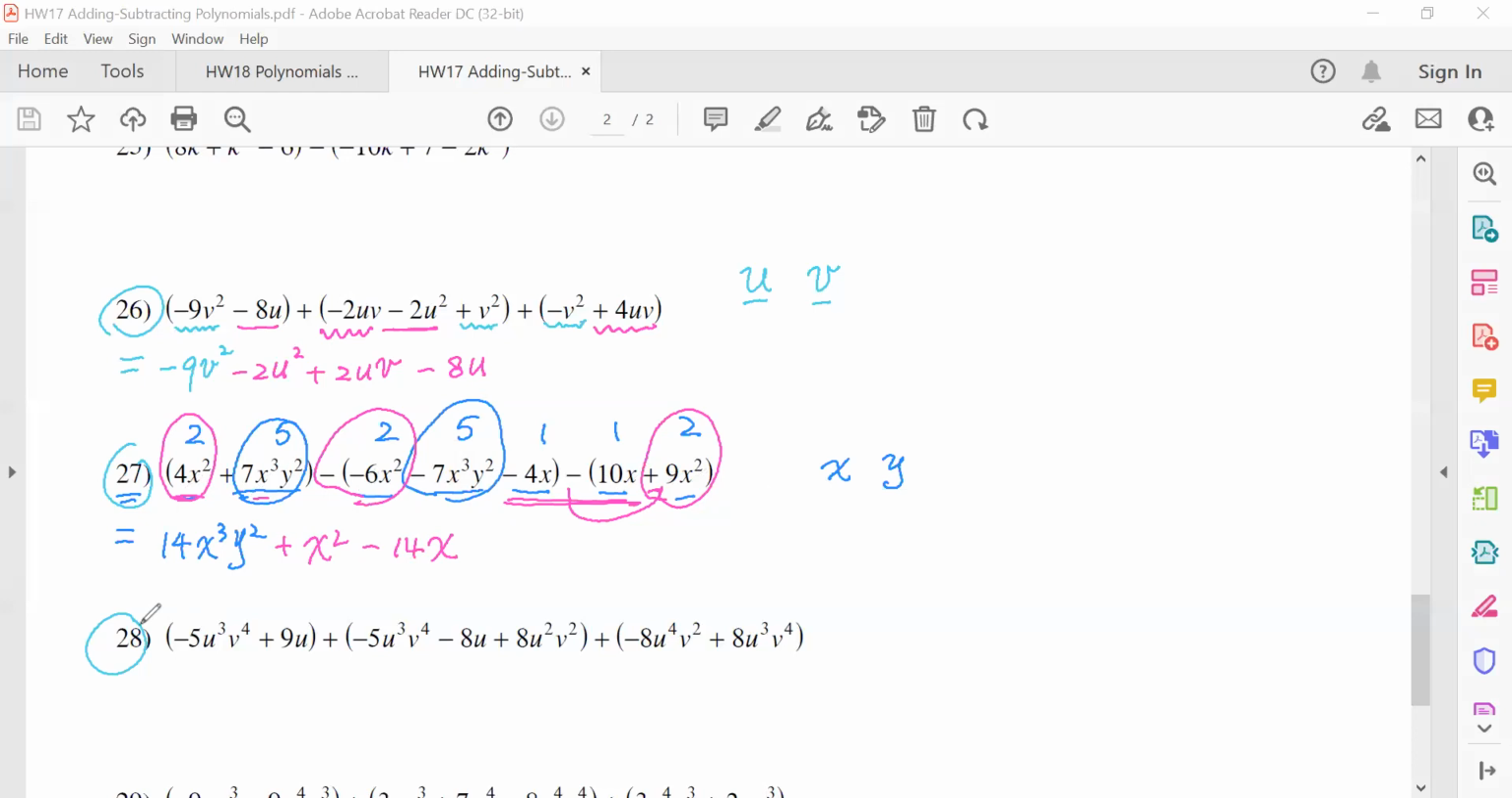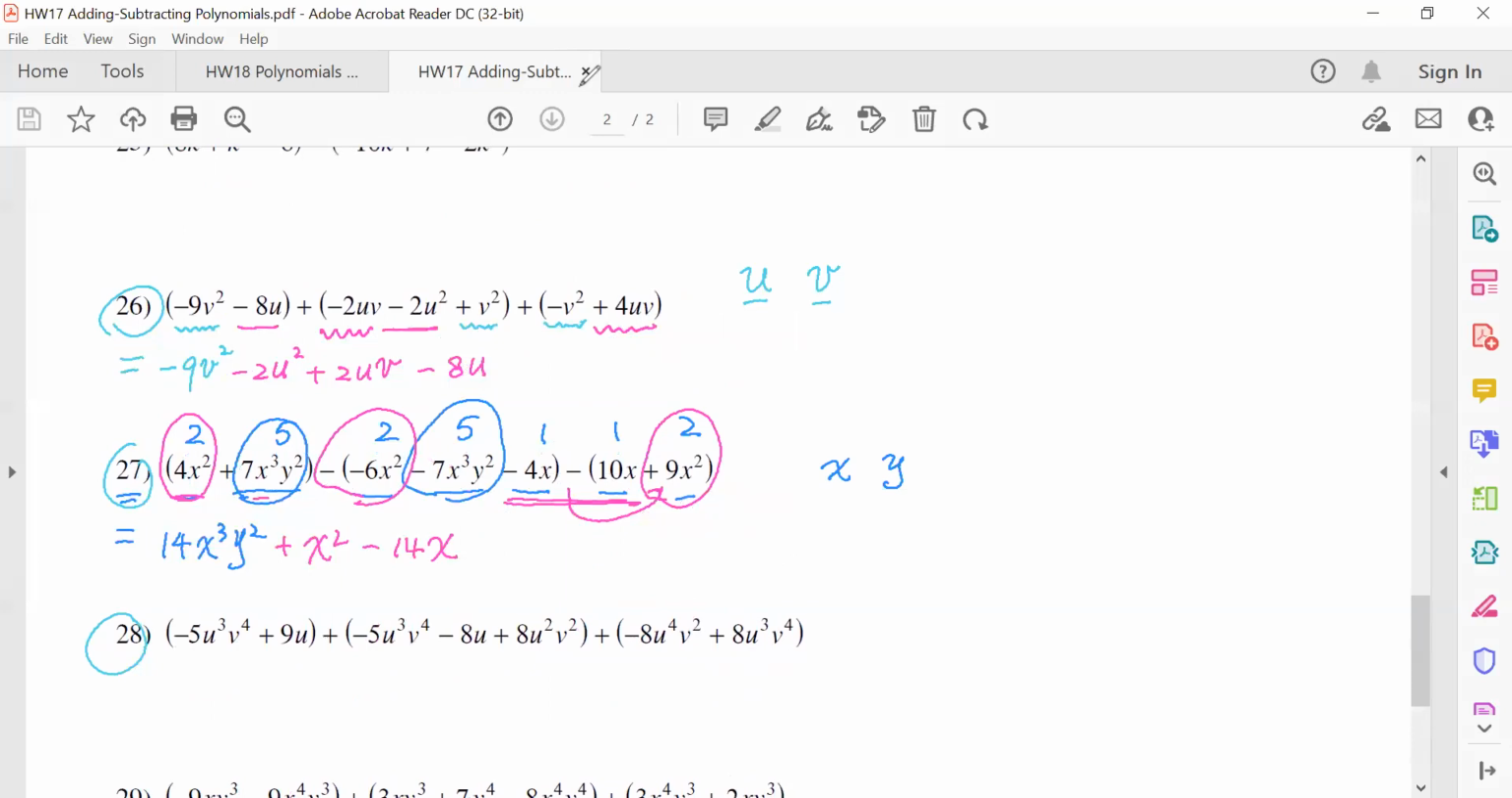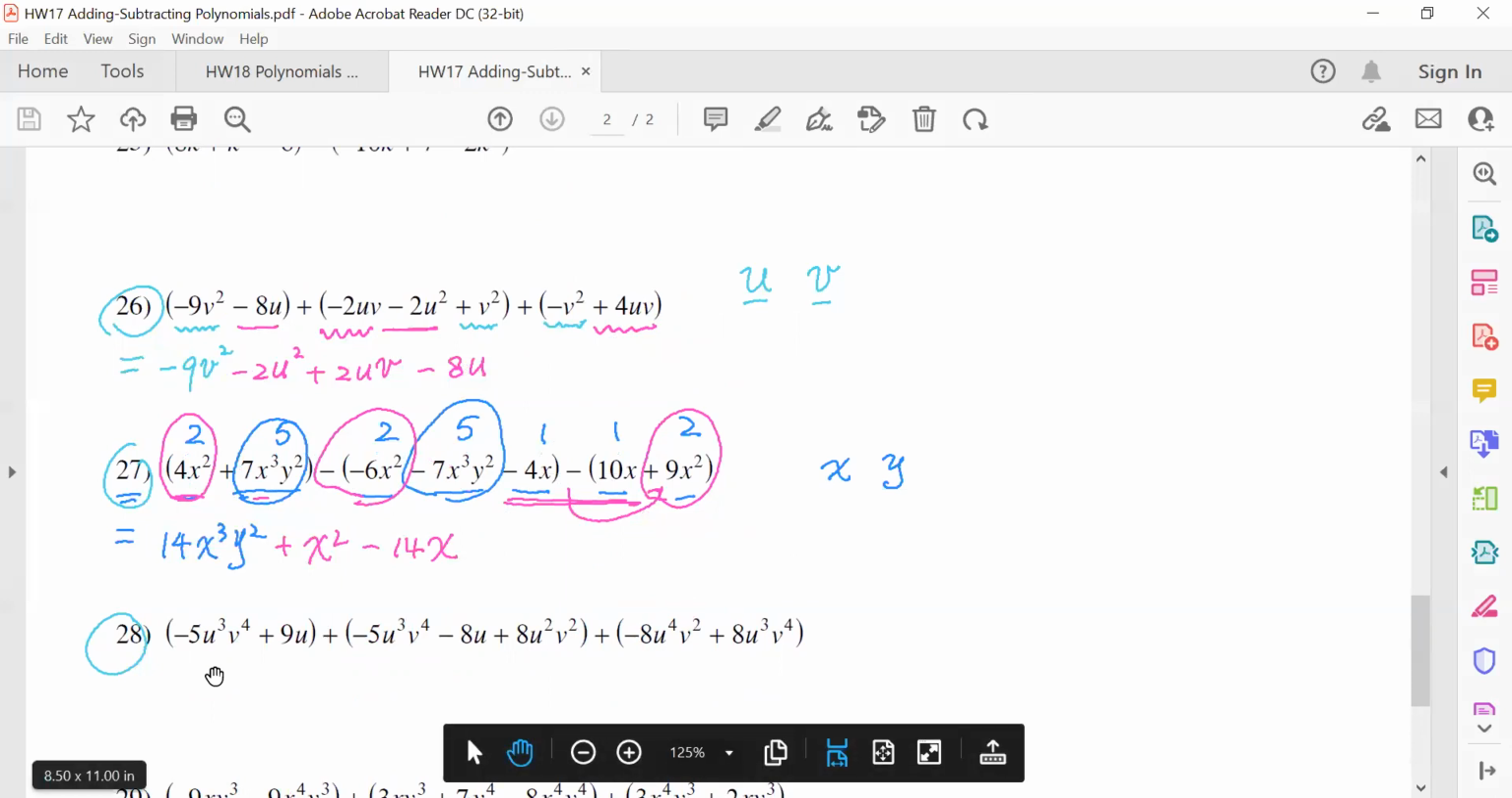So the most important thing is to find the like terms. I know you guys may have learned this already, so maybe it's too easy for you. All right, so let's see 28. Let's do one more of them before we finish this combining like terms homework review. Sounds good?